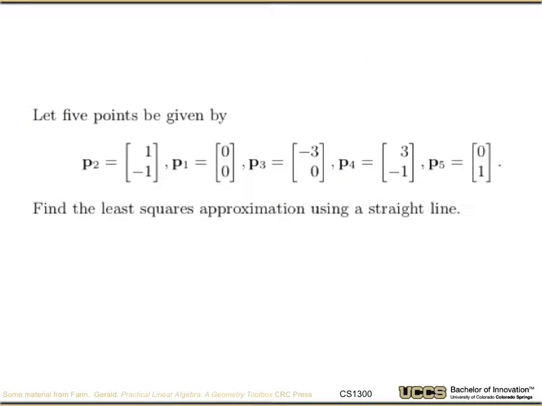Okay, let's go do a least squares problem or two. Let's be given these 5 points, P1, P2, P3, P4, P5. Sorry for putting them in the wrong order. Find the least squares approximation of these using the best straight line you can. So give a straight line approximation, doing least squares.